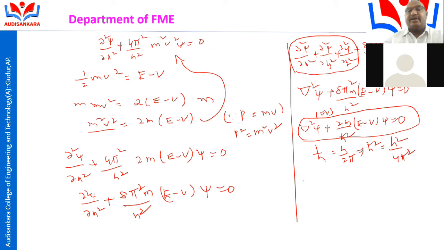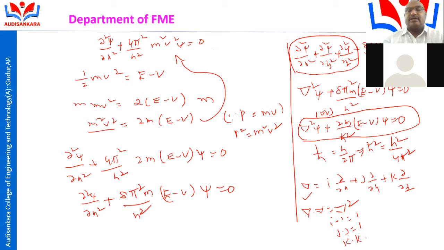Where del is called a mathematical operator: i dou by dou x plus j dou by dou y plus k dou by dou z. It is a mathematical operator. So, del dot del is equal to del square; i dot i is equal to 1, j dot j is equal to 1, k dot k is equal to 1.